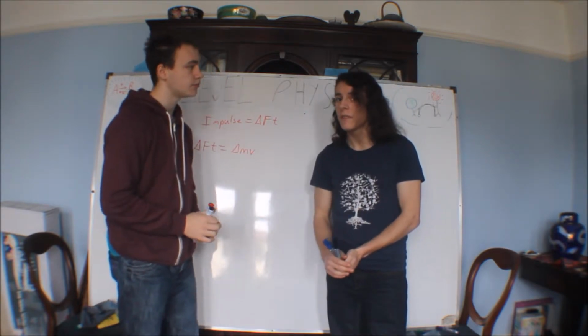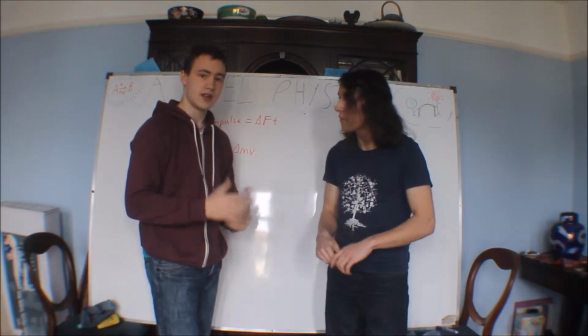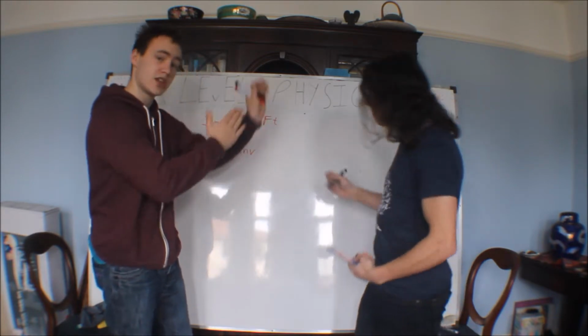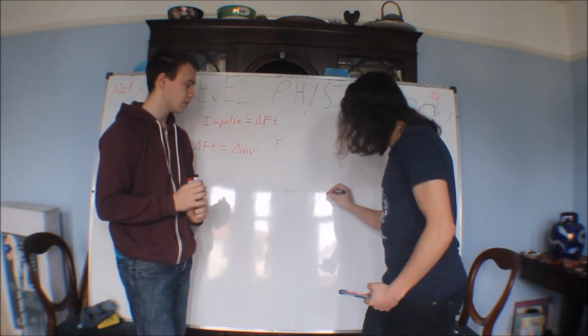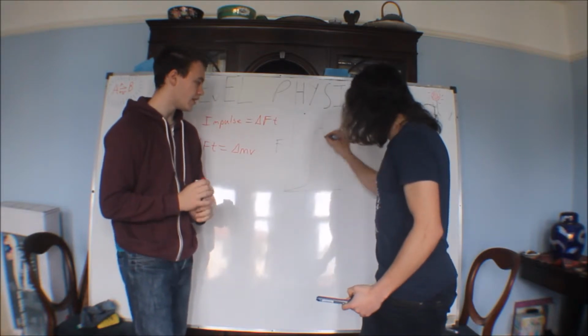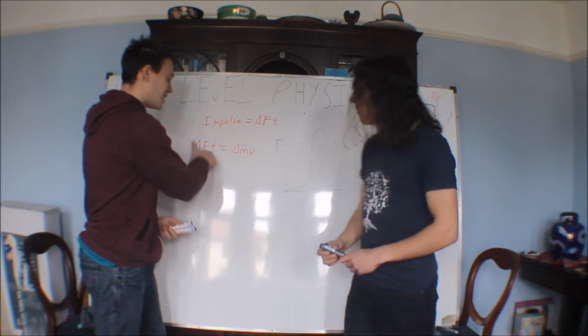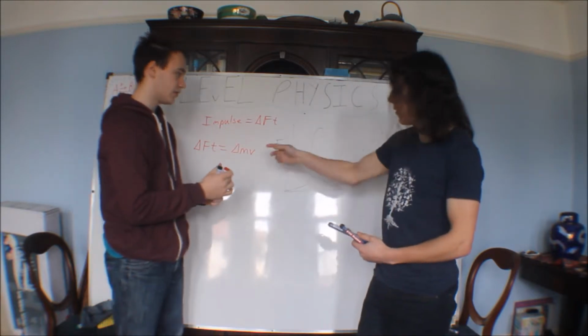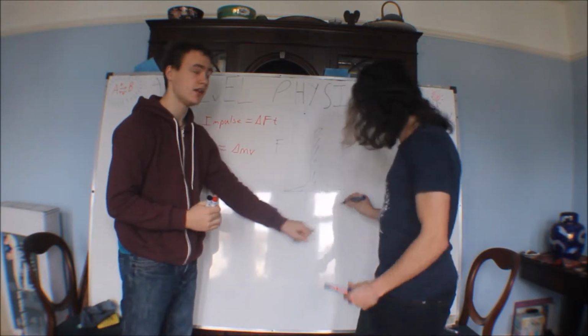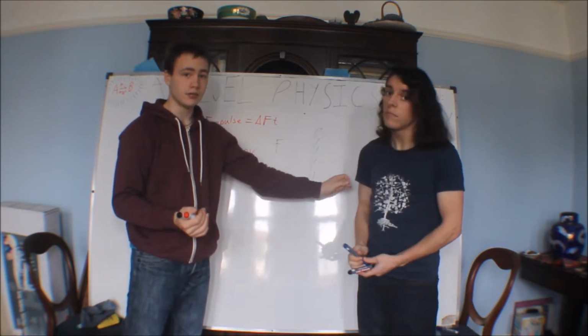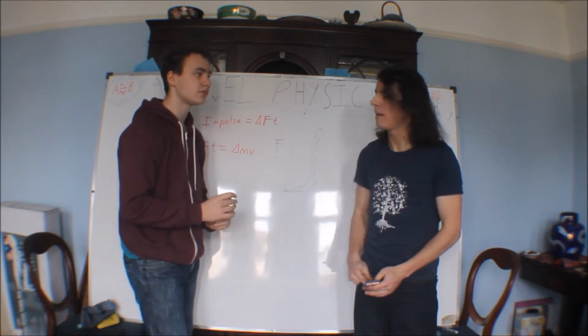Often in your exams, you'll have to work these things out from graphs. It's going to be force against time graphs, with force on the y and time on the x. F times t is your impulse, so it would just be the area under the graph, because you find the area by doing F times t. In this case, it's a curve, so you'd have to integrate it, but you won't have to do anything like that.